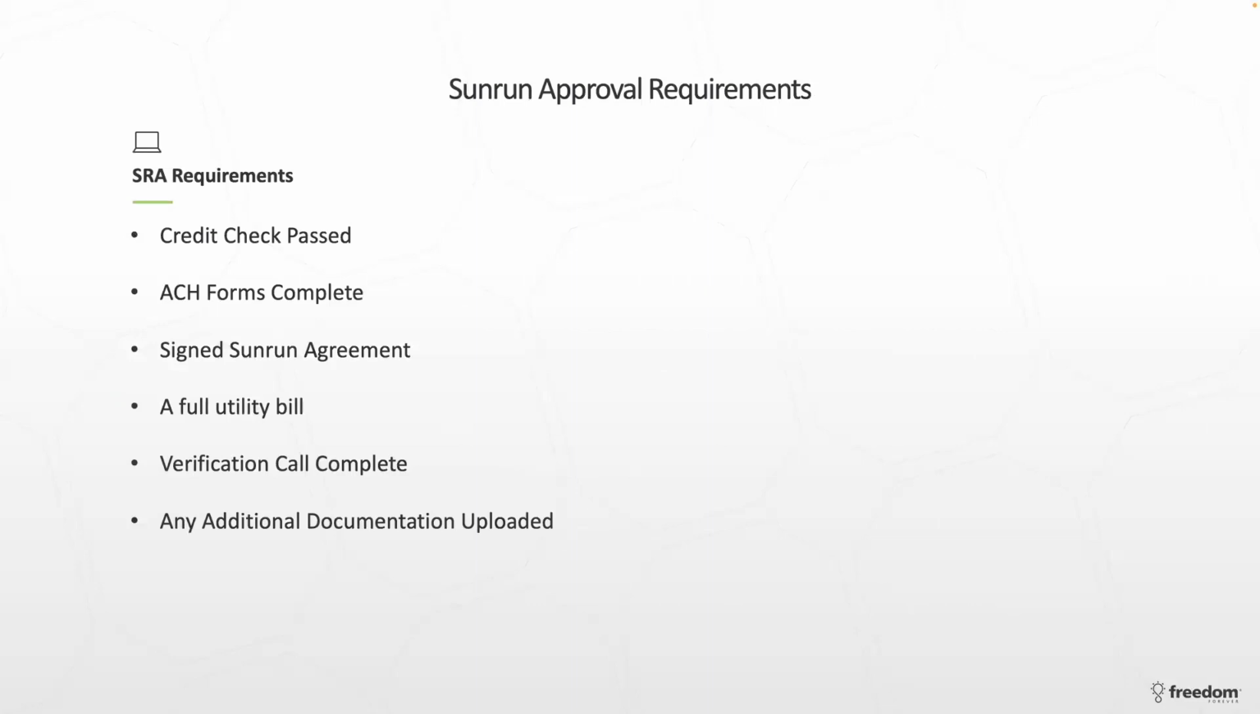So what are Sunrun's approval requirements? So to get SRA, the homeowner must pass credit. They must sign the ACH forms, sign their Sunrun agreement, provide a utility bill, complete the verification call, and upload any additional documentation that they request. And all of that will be seen in this process when we get to the checkout screen when we do this demonstration.